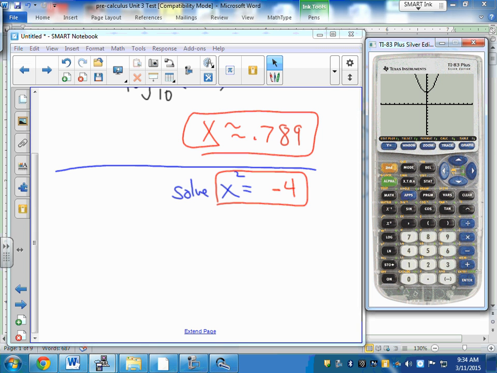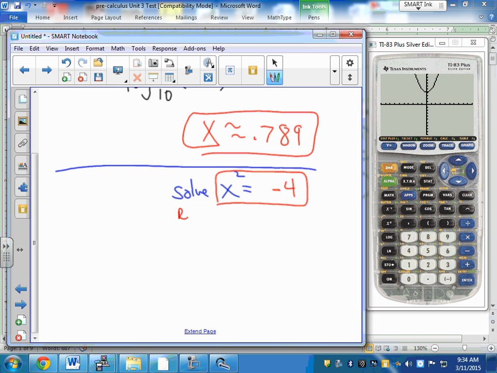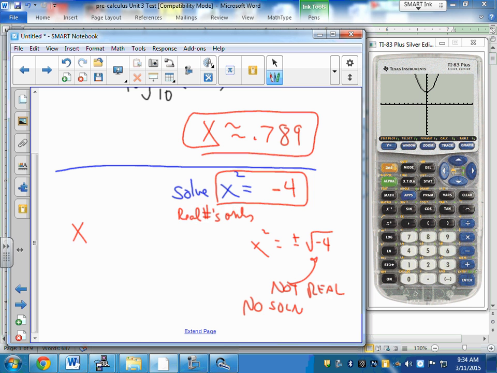So follow the directions. If it said solve using real numbers only, you would have x equals plus or minus the square root of negative 4. This is not real. So you would have to say no solution. If they said find solutions that can be complex, x squared is negative 4. X is going to be plus or minus the square root of negative 4. And you know from your algebra class, that would be 2i. So there are 2 solutions, complex numbers, but you can't find them on the calculator. Okay? So I hope that helps.